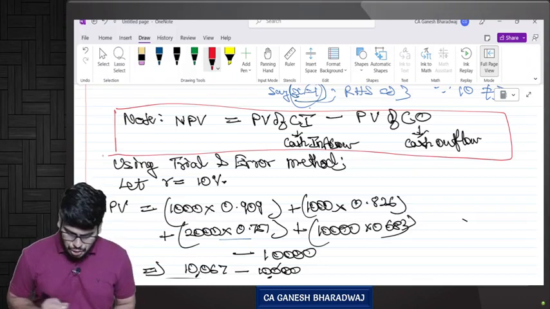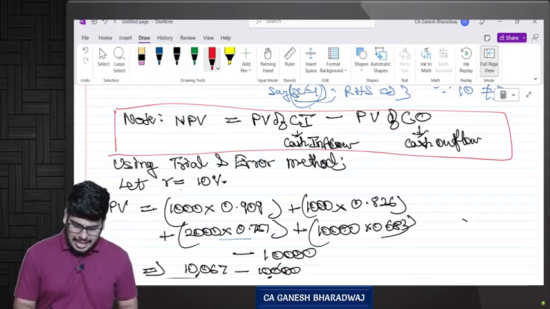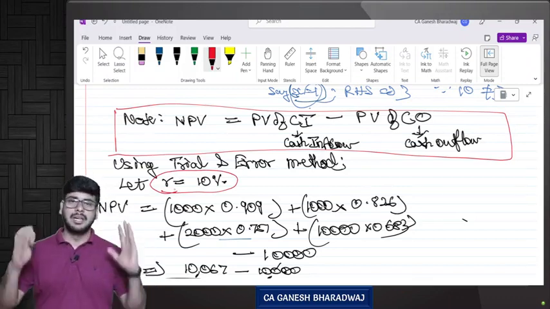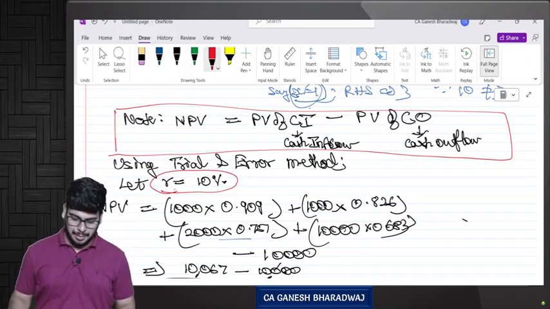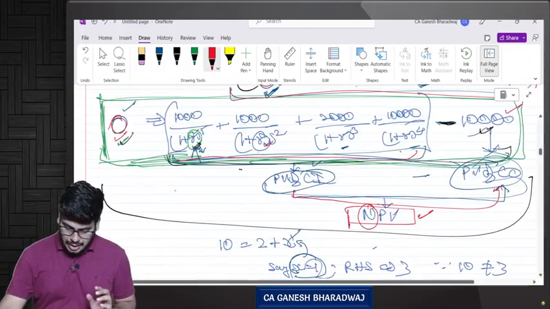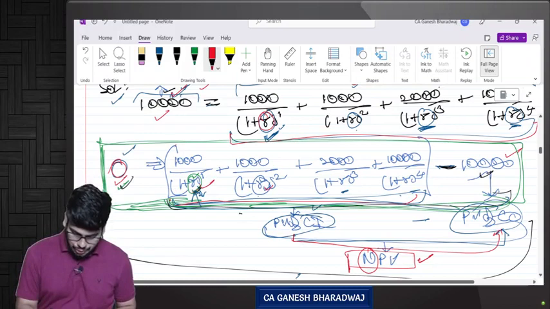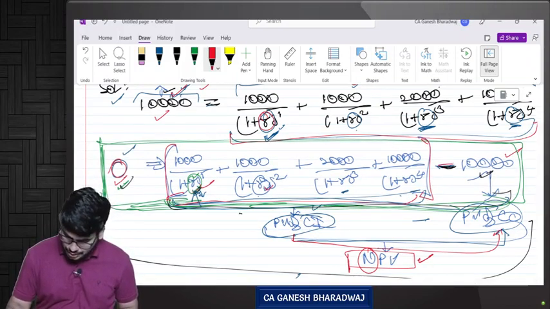Now first, using the trial and error method, let us say R is equal to 10%. Sir, why are you taking 10%? It's random. Randomly we are taking R equal to 10%. Fine. Now what should we do? Substitute this in this equation.